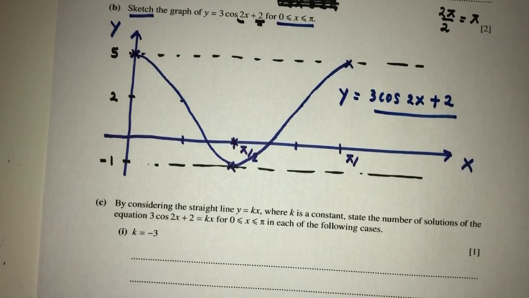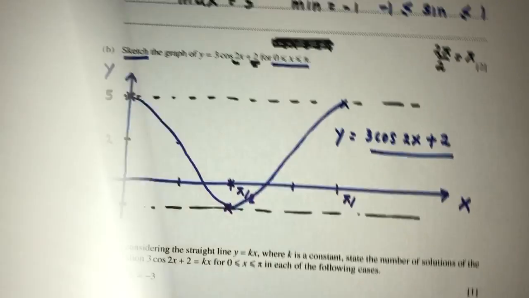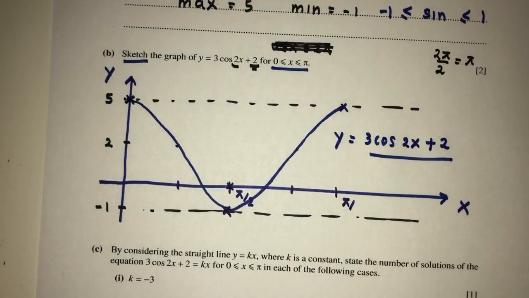So the main idea for you to understand is you have to make a table of values and draw the graph. Like this, you're sure that you have the right answer. That's the way to do this one.